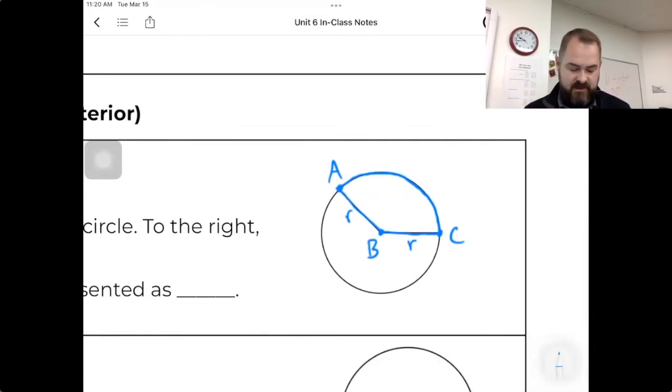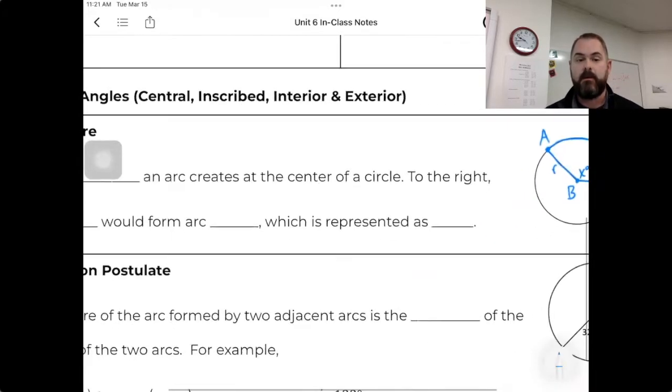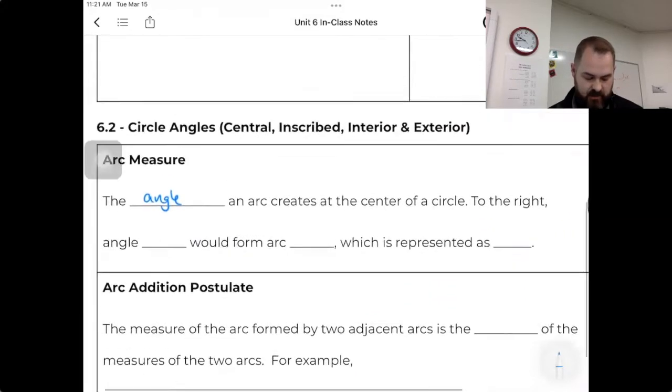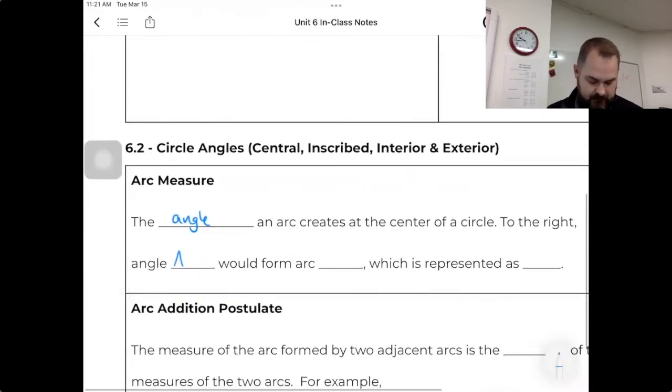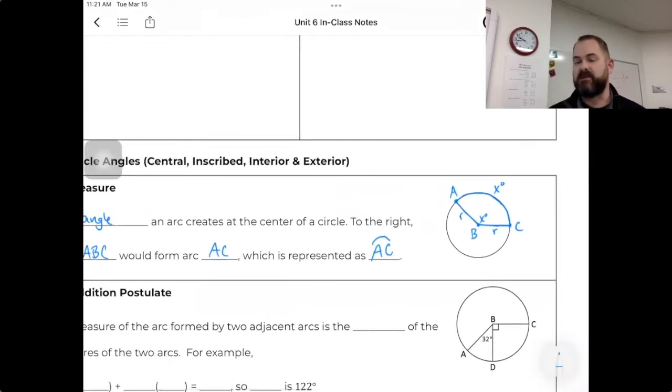Now, what you'll notice is that this angle measure, whatever that angle measure is, will always be the same as this arc measure. So angle measure and arc measure are equal to each other when we have what we call a central angle. So for our blanks here, this is the angle that an arc creates at the center of the circle. So to the right, we would call the angle ABC, and it is forming arc AC. And we would use the arc symbol like that to show that. Okay. And so these arcs are related to the central angles.